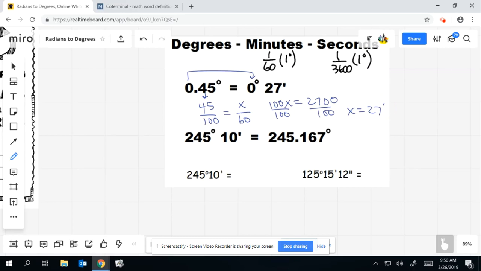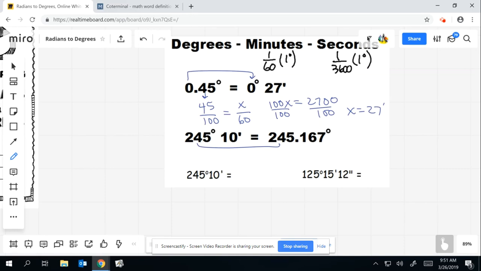Minutes is 1 tick mark. It's like feet, a 1 tick mark, but that's minutes. Seconds are like inches. They have the 2 tick marks. So that would be 27 feet. That's how they got that one. So if you look at the second one here, 245 degrees is already written for you right there. This time they want you to go from minutes to decimals.